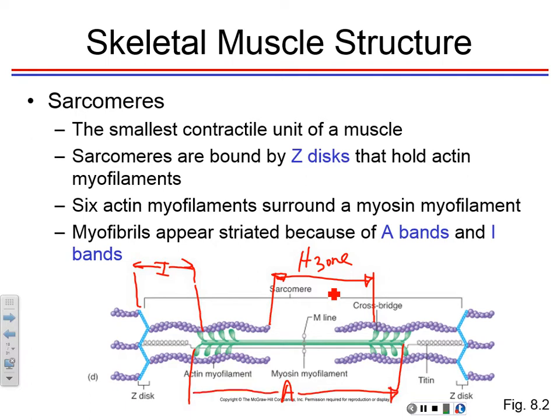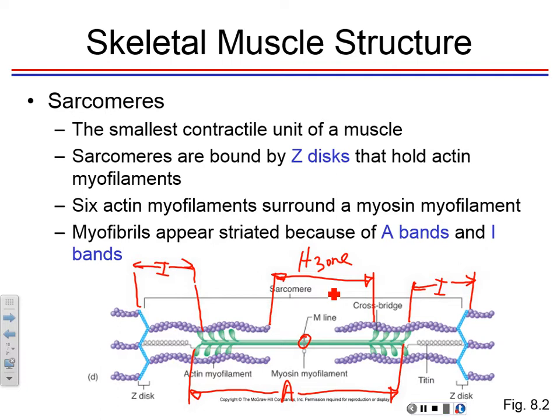You can see that, because the actin is anchored here by the desmin proteins. So the A band doesn't change length. The I band from here to there changes length when the Z line moves and approaches the myosin heads, I mean the ends of the myosin molecules. And this is titin, which is the elastic protein that attaches myosin to the Z line.